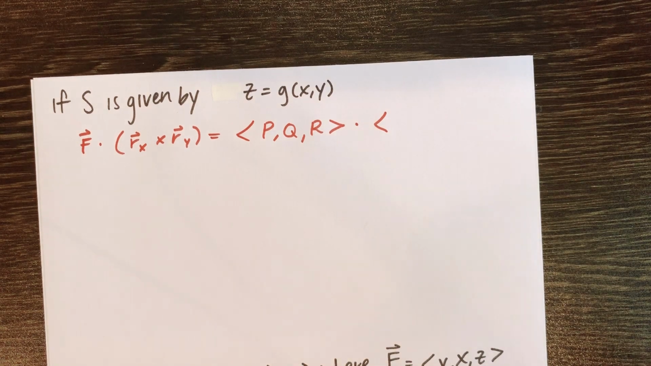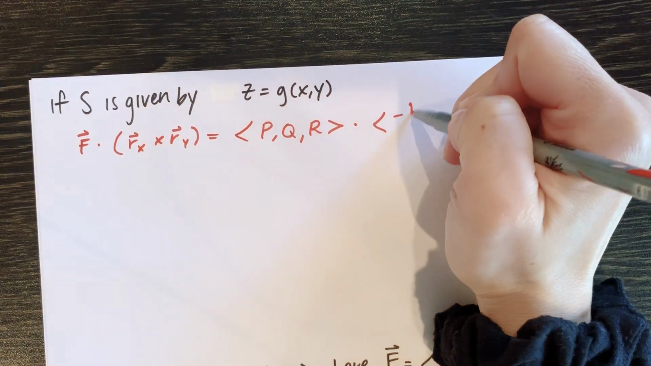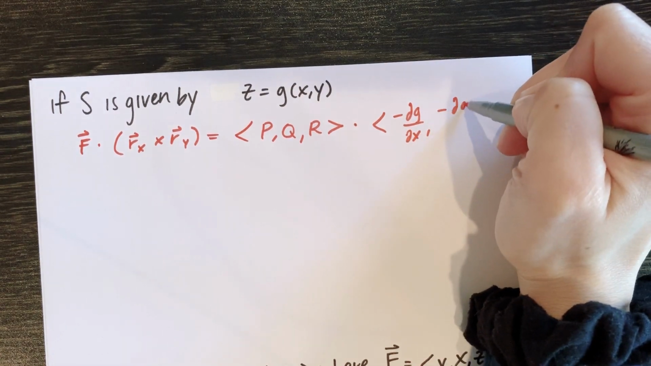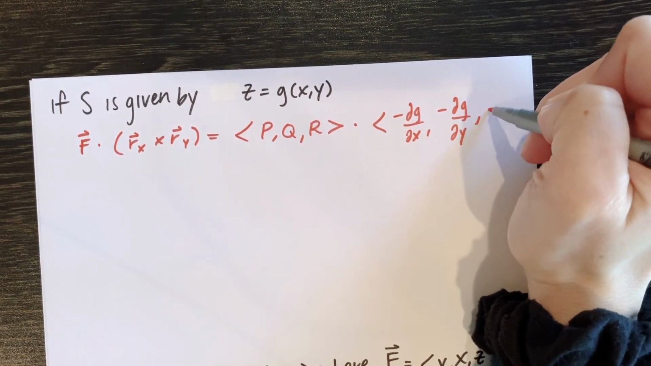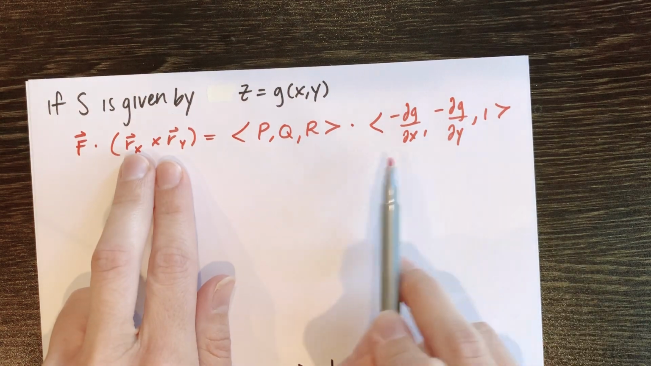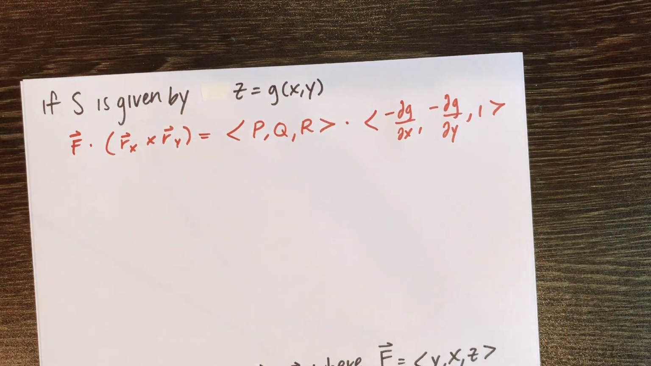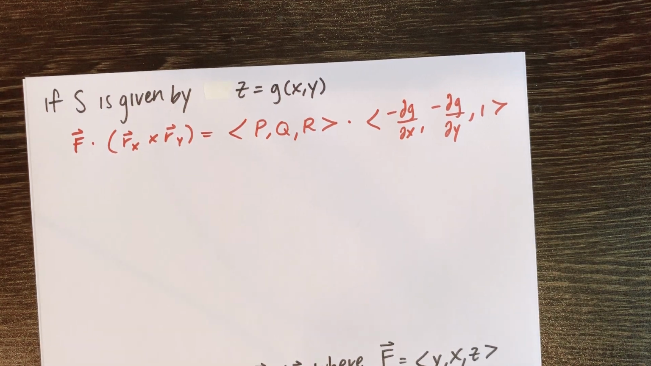Think about the cross product. We've done this before. Again, if you want to pause the video and go through and do this, you should get this as your cross product. We've done it in previous videos, so if you'd like to sit through and try that, you can.